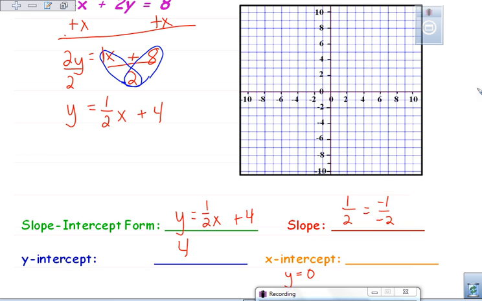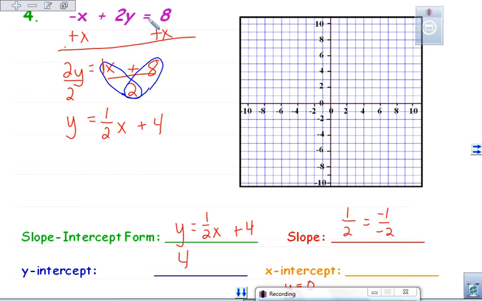So then what we're going to do is go up to our standard form, and plug in 0 for y. So 2 times 0 is 0. So this whole thing turns into a 0. So we get negative x equals 8. Well, if negative x is equal to 8, what is positive x equal to? Yep, you got it, negative 8. So our x-intercept is negative 8. So there's our x-intercept.